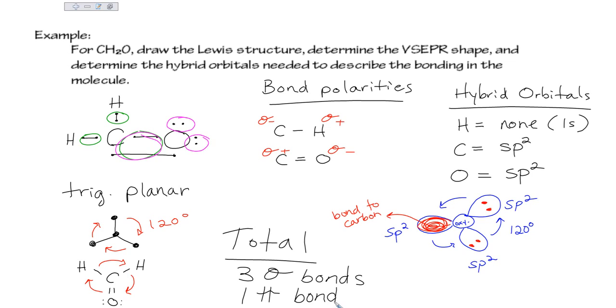Determine the hybrid orbitals, need to describe the bonding in this molecule. I think that's everything they could possibly ask you about the bonding in the CH2O molecule. And really, that is a great example of anything in general they could ask me that involves bonding. So if you can tackle something like this, you are golden.